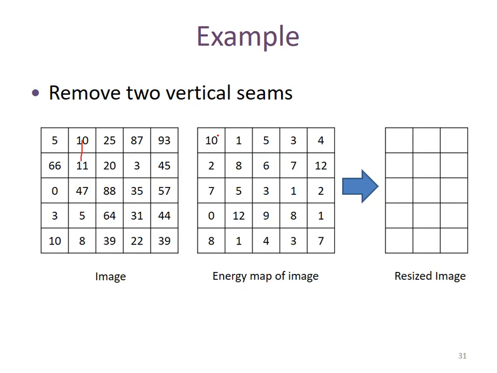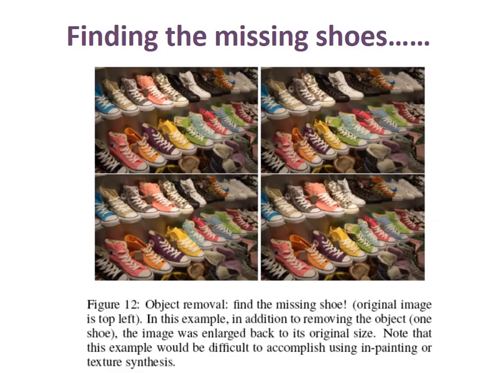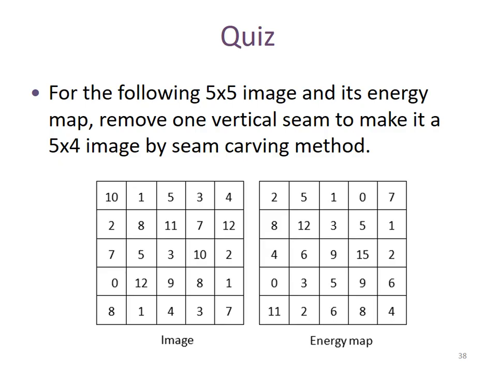Once we trace the seam here, we can remove all the corresponding pixels. This gives us another image, and the resolution will be 4 by 5. So I hope you can try this practice first.